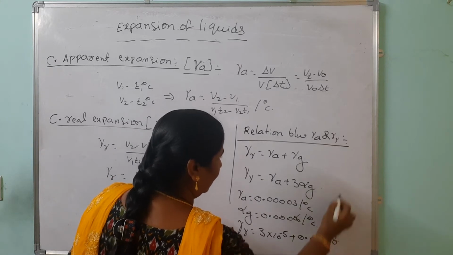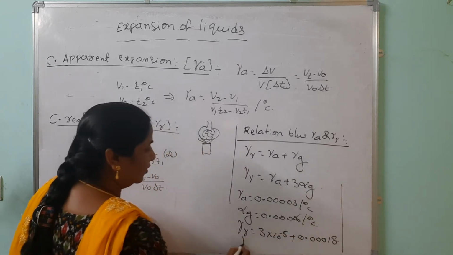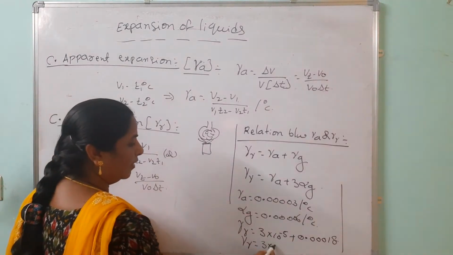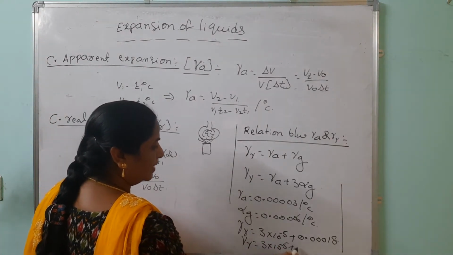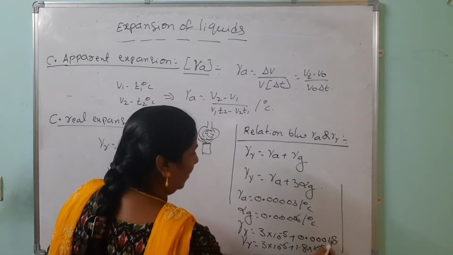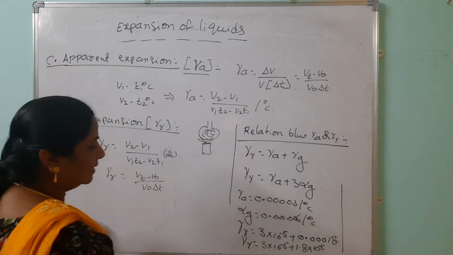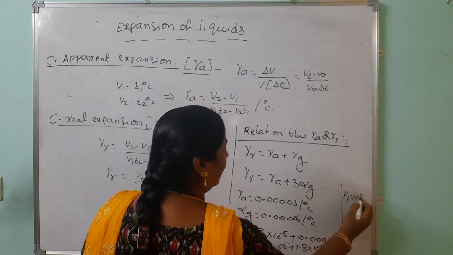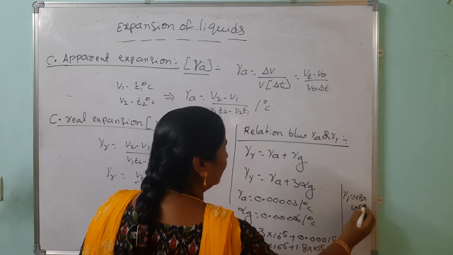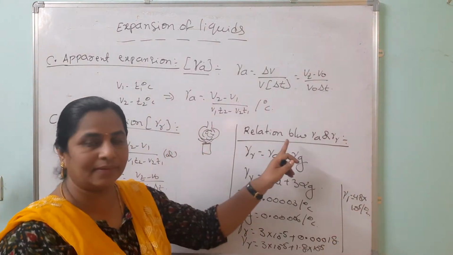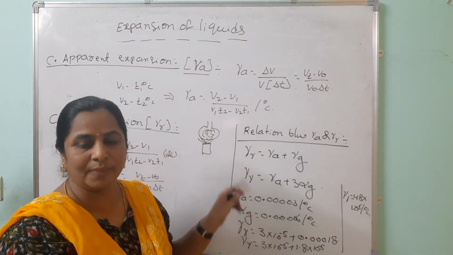After simplification, gamma R equals 3 into 10 to the power of minus 5 plus 1.8 into 10 to the power of minus 5. After simplification, we get 4.8. Gamma R equals 4.8 into 10 power minus 5 per degree centigrade. So this is the relation between real expansion and volume expansion.